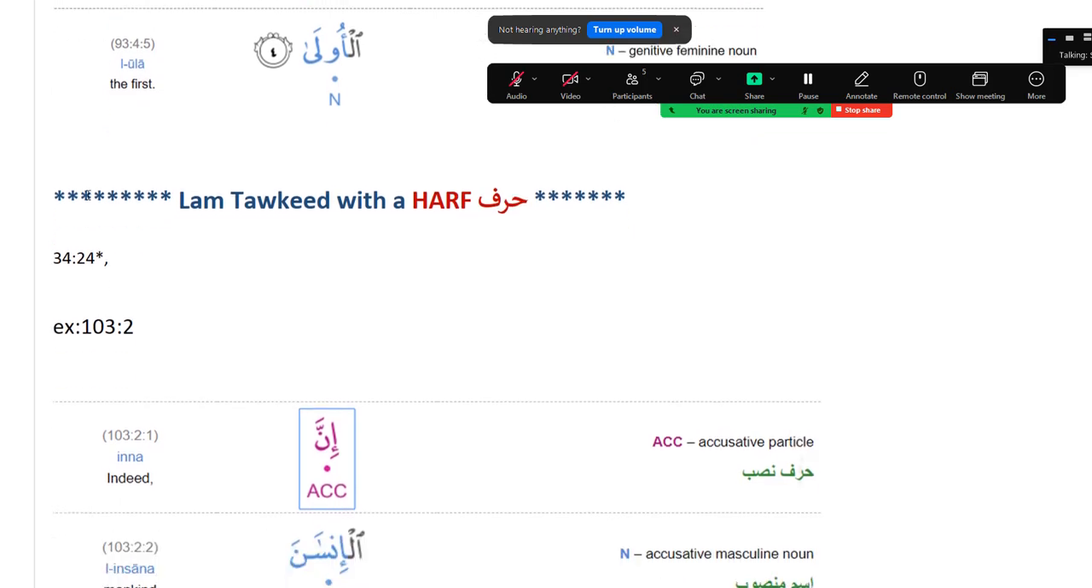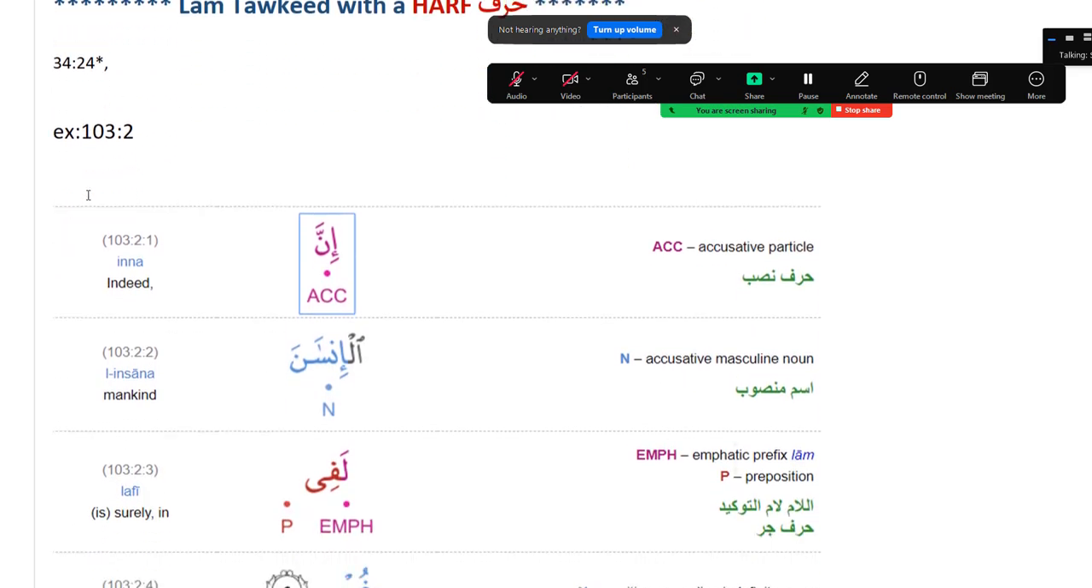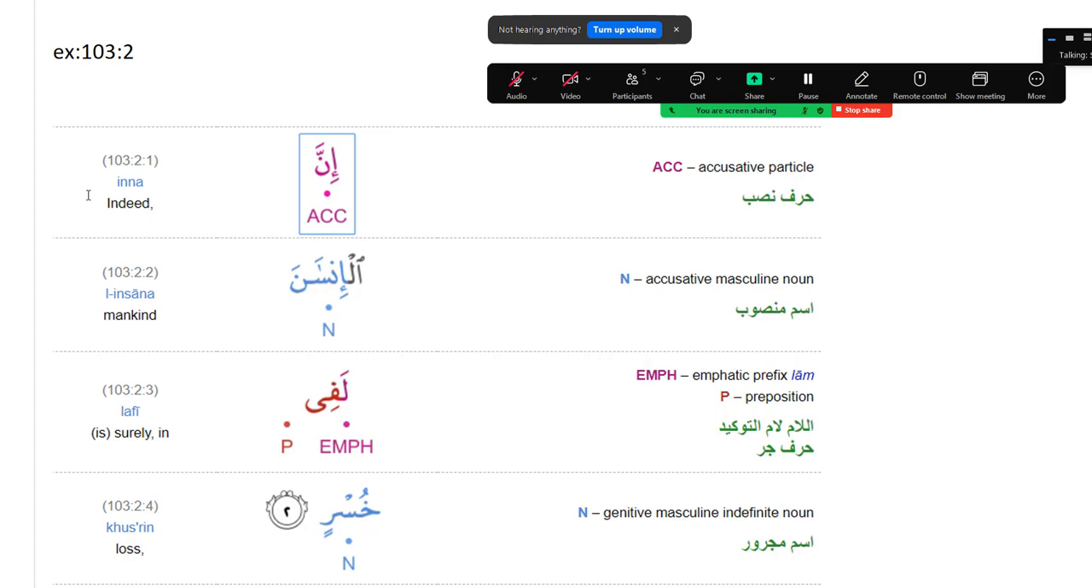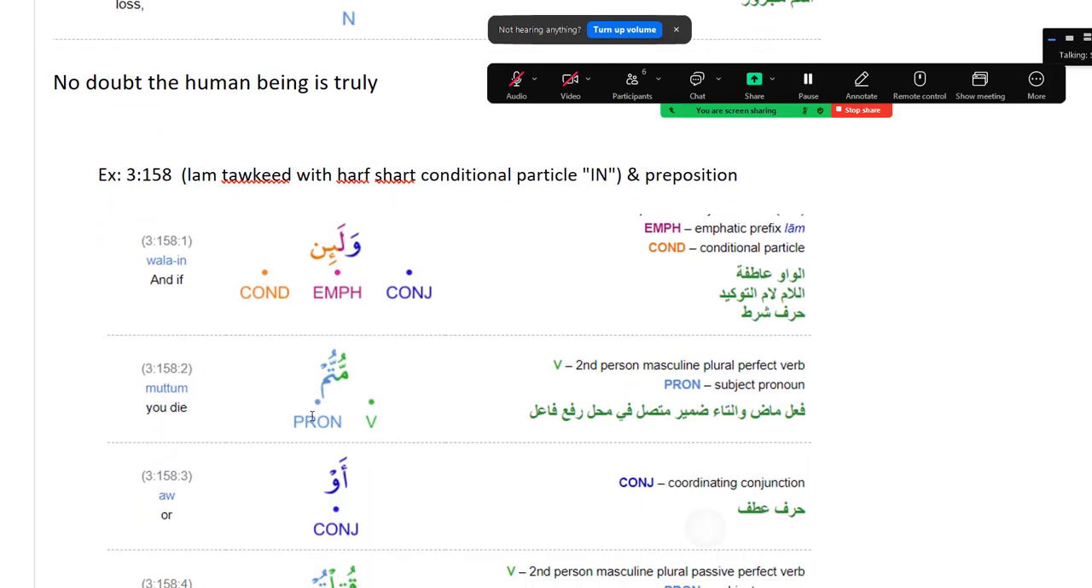Now, lamut tawkeed with a harf. Innal insana lafi khusr. Right? So which is the lam of emphasis here? Right? So lam of emphasis comes with a huruf. Right? Indeed, mankind is surely in loss.